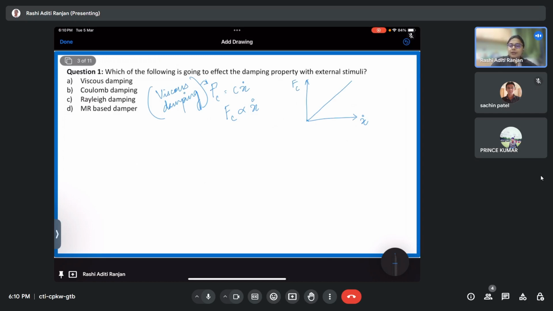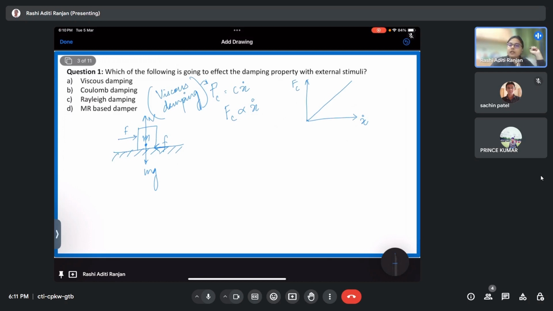Next comes the Coulomb damping. Coulomb damping comes due to the presence of friction. For example, if there is a mass like this, and then there is a surface on which the mass is kept, what is going to happen? A force is applied like this, and the mass is going to have a normal force like this, and its weight mg. If this force capital F is applied on it, a friction force is going to act on the mass, in a direction opposite to that of the applied force.